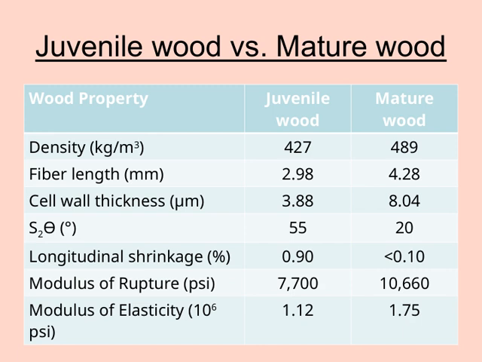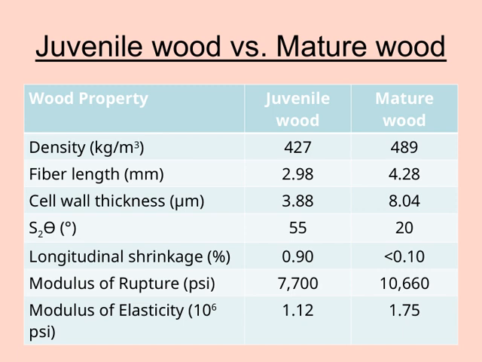Now, the Estuobar angle, which relates to fiber curl or microfibril angle, is much higher in juvenile wood at 55 degrees, compared to just 20 degrees in mature wood. A lower angle in mature wood indicates greater stiffness and less tendency to warp. In terms of shrinkage, juvenile wood exhibits about 0.9% longitudinal shrinkage, while mature wood shrinks less than 0.1%. Less shrinkage in mature wood means it maintains stability over time.